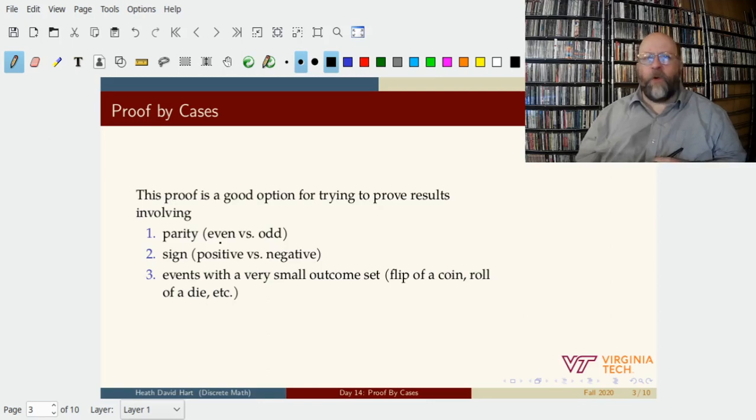Or events that have a small outcome set. A coin could be either heads or tails, and if both of them lead to the same result, then we can use a proof by cases for that. Or a roll of a die, or something where we may not know in advance what the outcome is going to be, but we know that the number of outcomes is small enough that we can check them each individually.